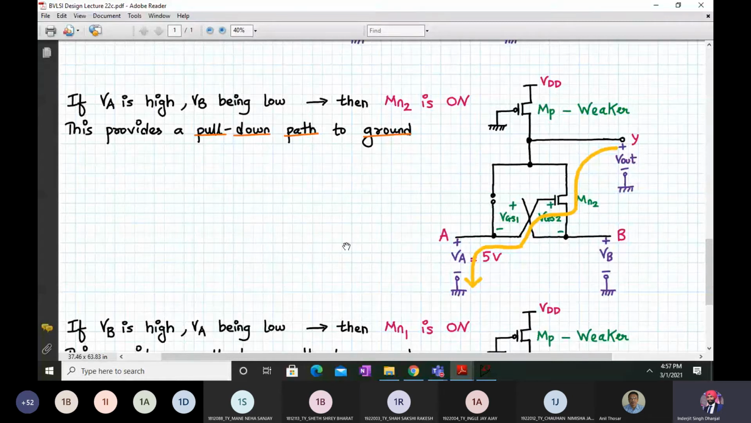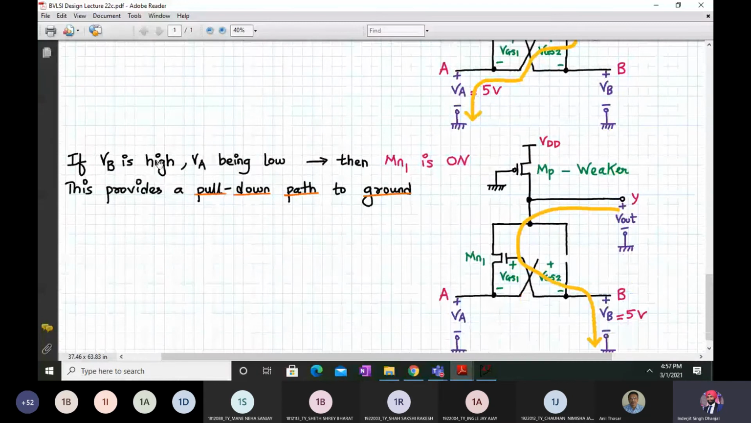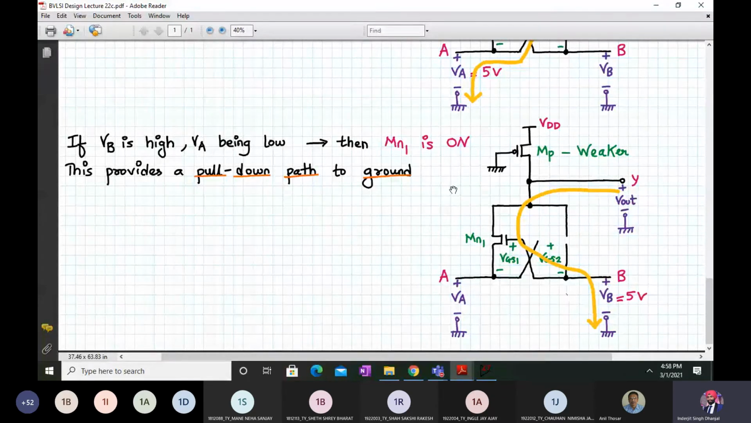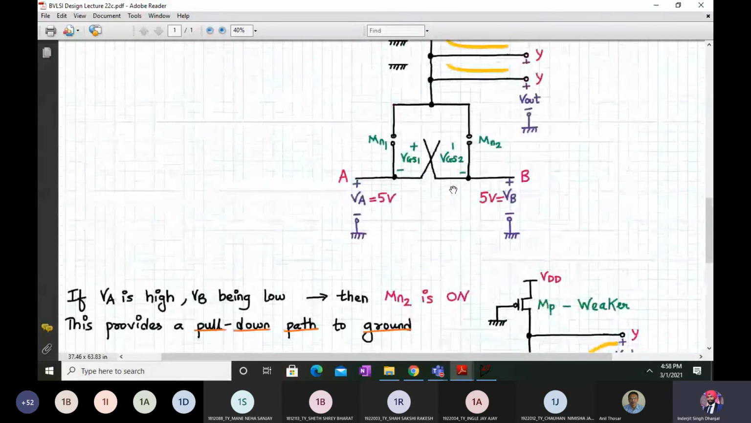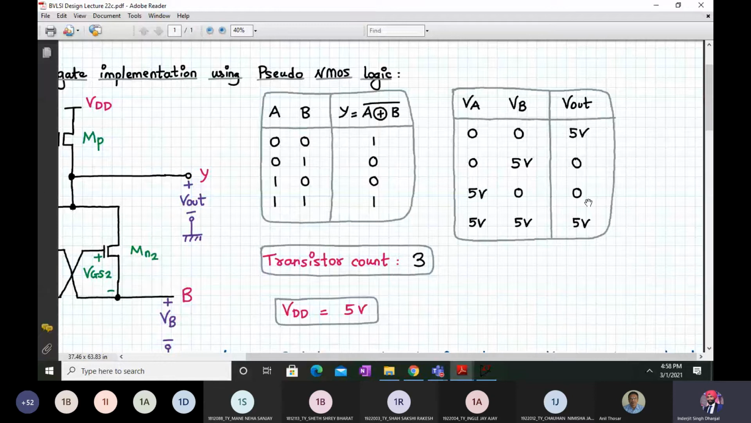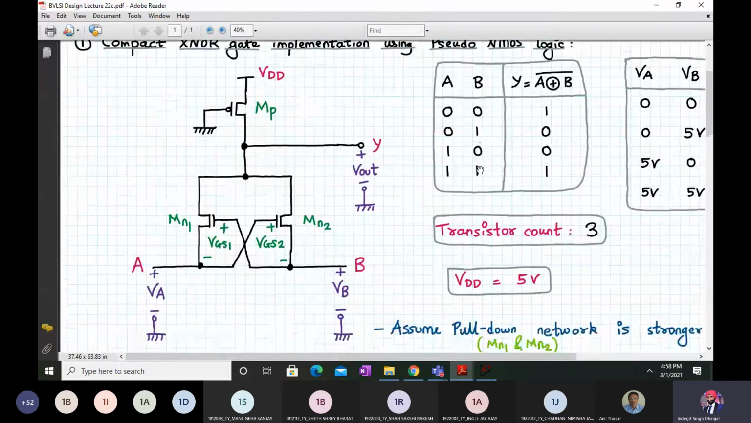So the output is 0. Whenever VB is high, what will it do? VB high means it will turn on the NMOS transistor MN1. So MN1 will conduct and the output will be pulled down towards ground like this. That is what is being explained in the table. So whenever A and B are not equal, that is, either one of them is on and the other one is off, my output is 0. Okay, any doubts over here?